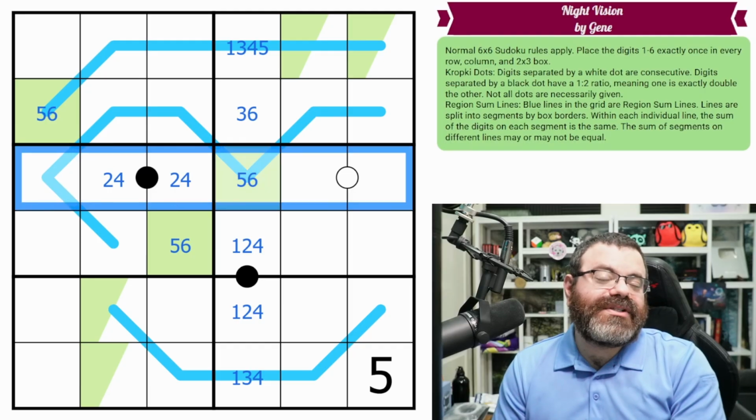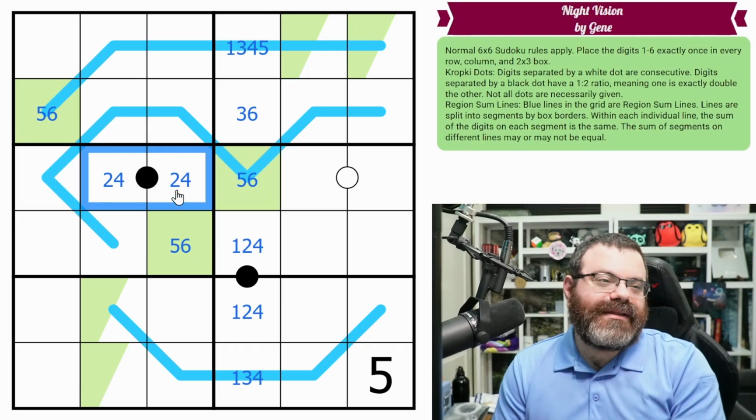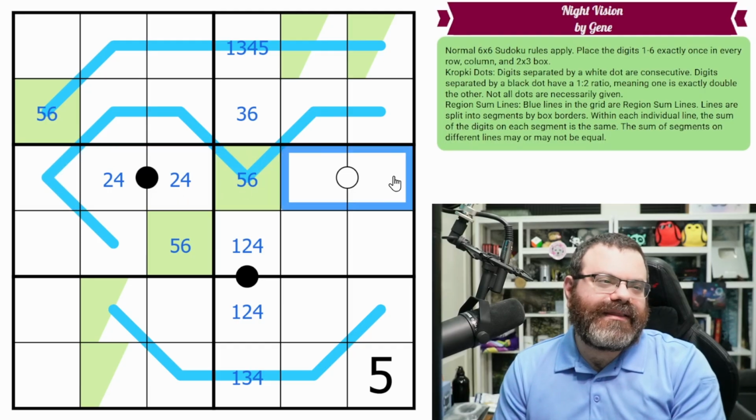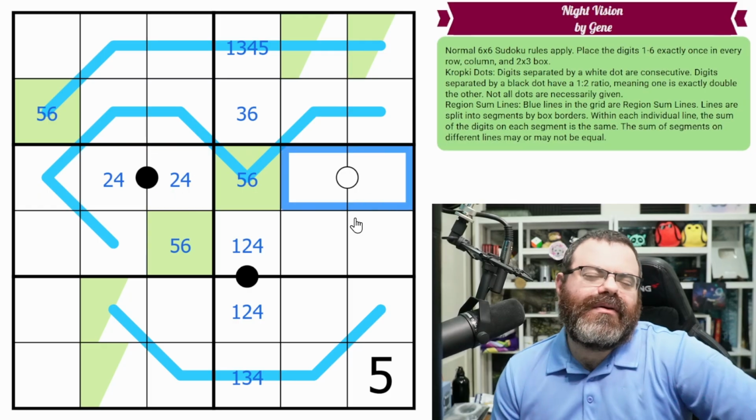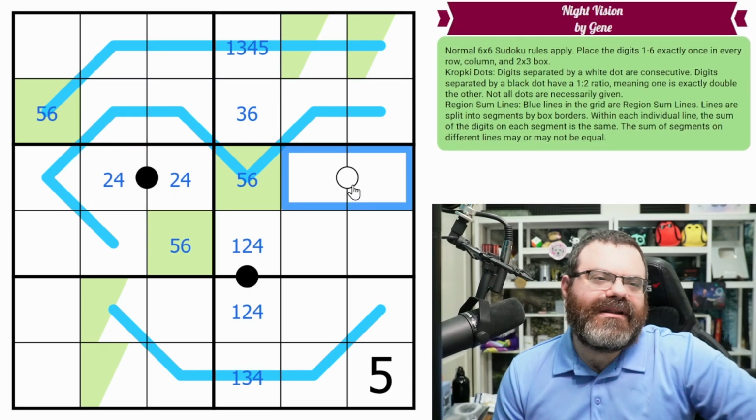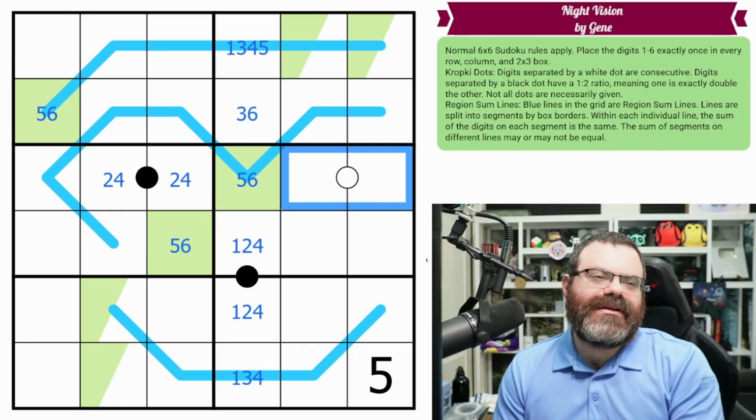2, 4 is interesting for this row. This is what I was trying to think of earlier, and I didn't quite get there. But 2, 4, that's 2 even numbers. And I can also already tell you that a white dot is going to contain an even number. So this would have to have the 6, and that's completely broken.